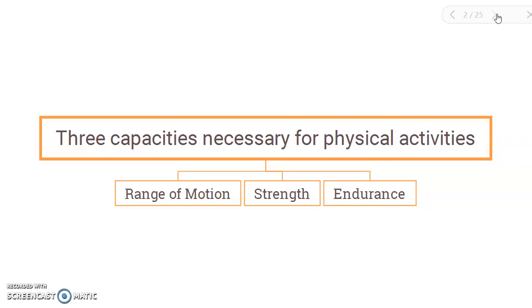So the chapter starts out with assumptions of OT and its ability to carry out one's roles based on the individual's capacities. The three capacities mentioned in the book for physical activities are range of motion, strength, and endurance. These are the building blocks upon which treatment for physical dysfunction is built.